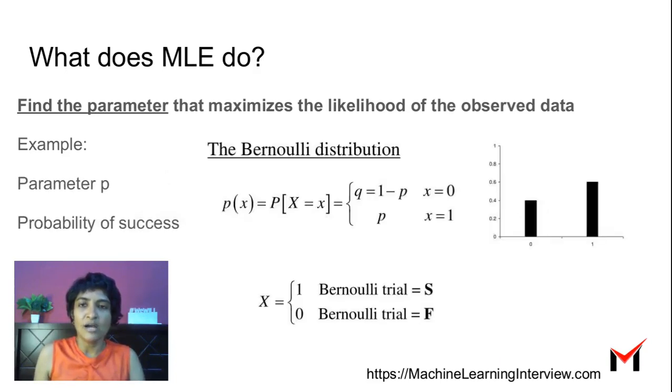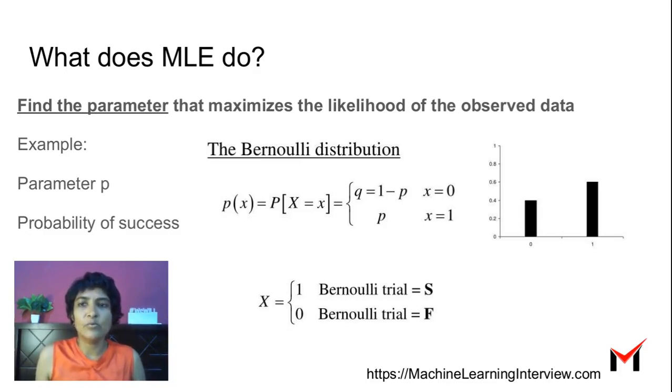So let's look at another example. Let's say we have a Bernoulli distribution, which could represent the probability of a head when you toss coins, let's say. So let's say you're tossing some coins and define the probability of heads as p and the probability of tails as 1 minus p. This is the Bernoulli distribution. What is the parameter here? The parameter is p, the probability of success.